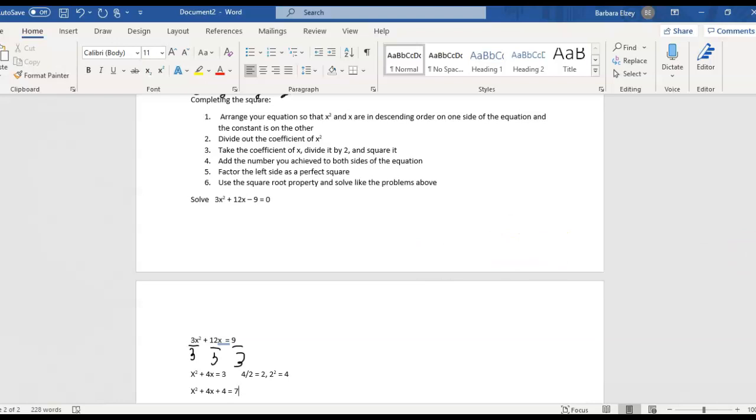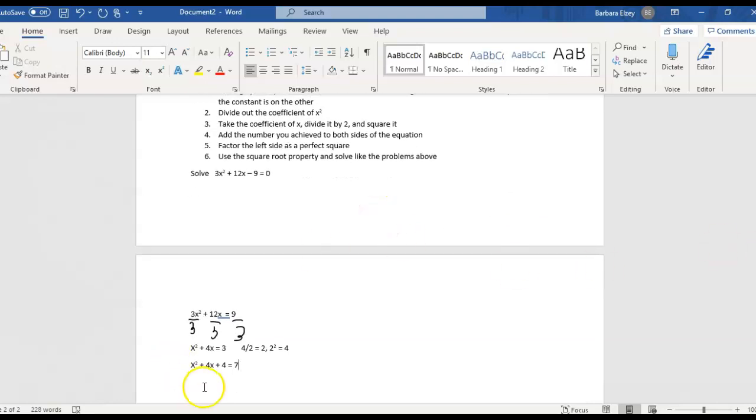Okay, so next step, factor the left side as a perfect square. That's okay if you've forgotten how to factor as a perfect square. We're going to do it now. So I'm going to have parentheses squared, and here's how I decide what goes in the parentheses.